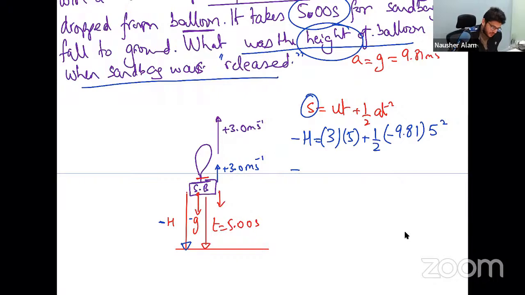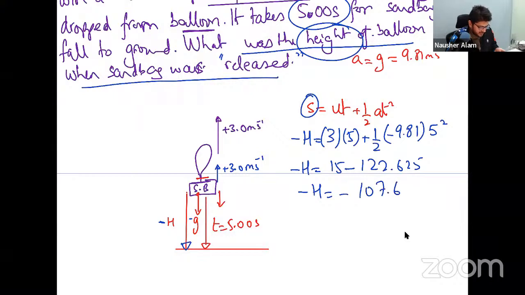Solve karo isko. So minus h will be equal to 15, and this will be minus 9.81 into 5 square divided by 2. That's like 122.625. So I get minus h is equal to minus 107.6, minus cancel. So I get 108 meters. Is this clear?